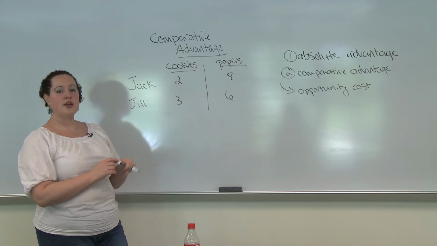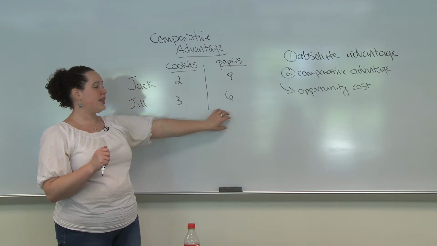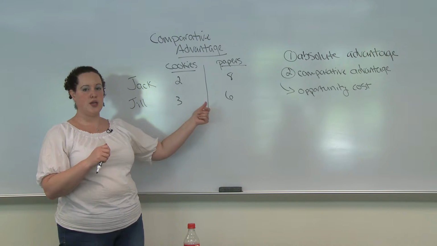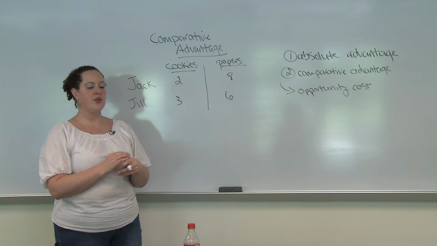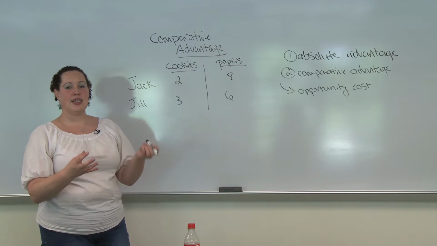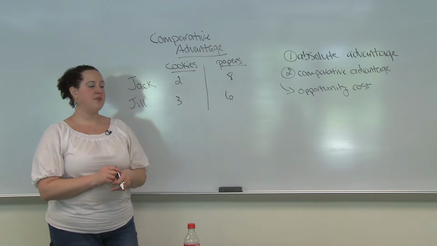So in this example, we're talking about cookies and papers. So the opportunity cost of baking cookies is writing a paper. And the opportunity cost of writing a paper is making cookies. You give up cookies to write a paper, you give up writing a paper to make cookies. So that's the idea of opportunity cost. Comparative advantage, like I said, is the idea that you should produce whatever you have the lowest opportunity cost in.